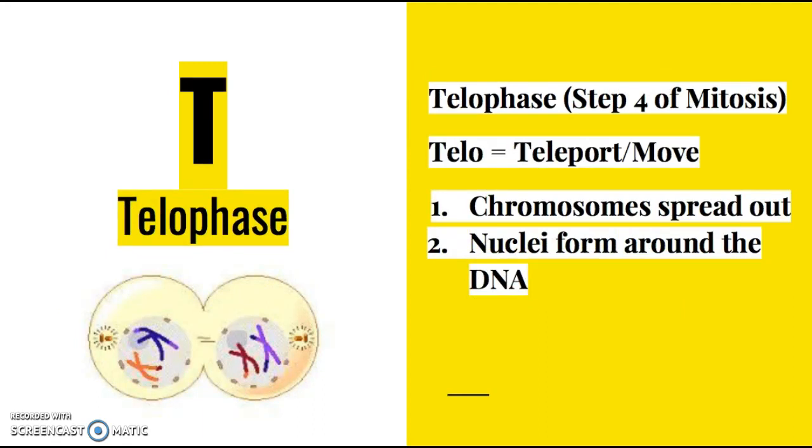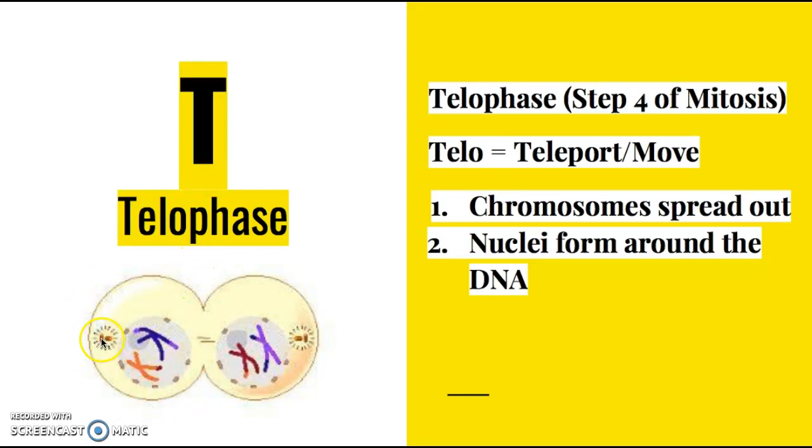Telophase is step 4 of mitosis, and I want you to think of telophase like teleport, or to move. And this is where the chromosomes spread out within their new regions, and we start to see the nuclei form again. So if you look at this picture, the 2 new cells are basically formed but not separated yet.